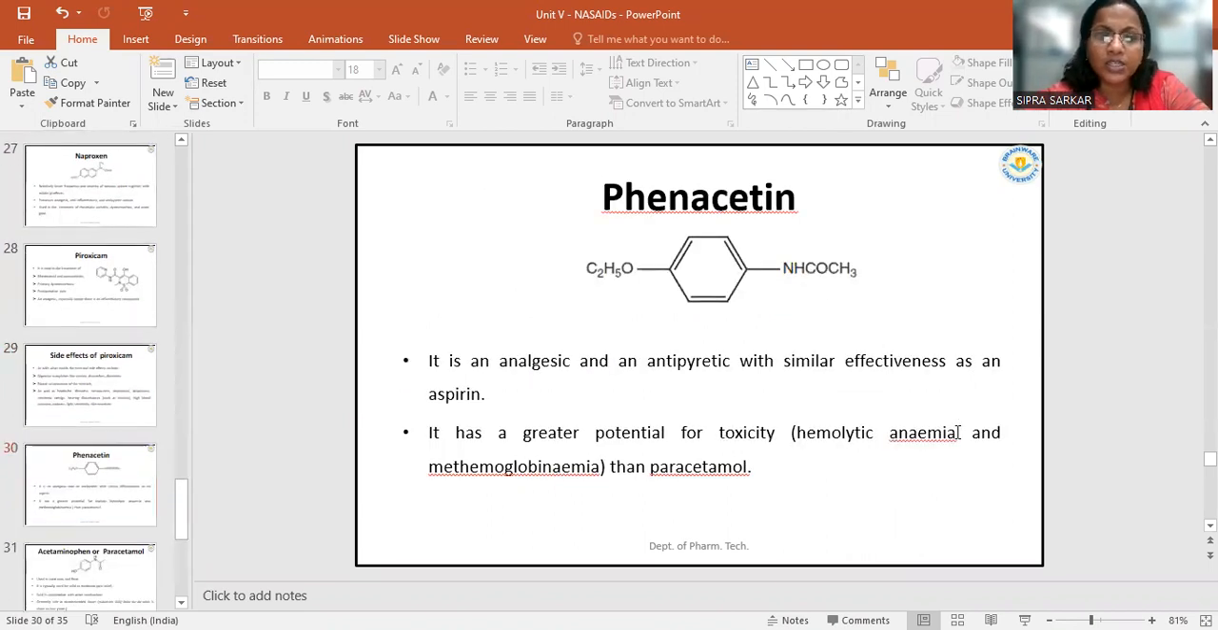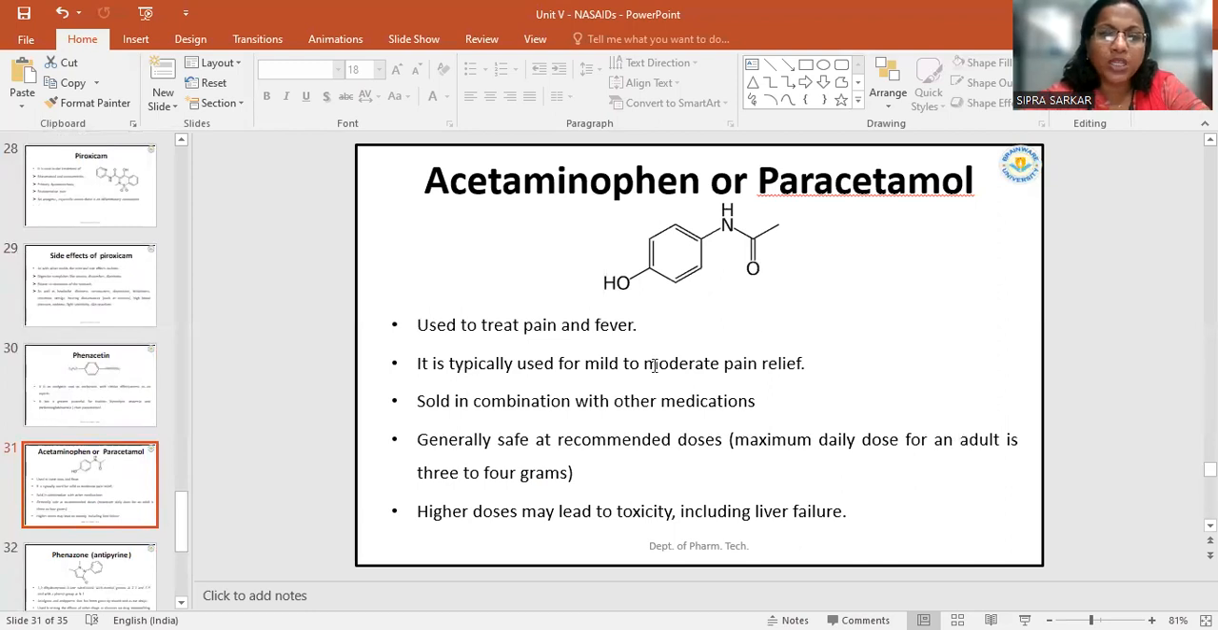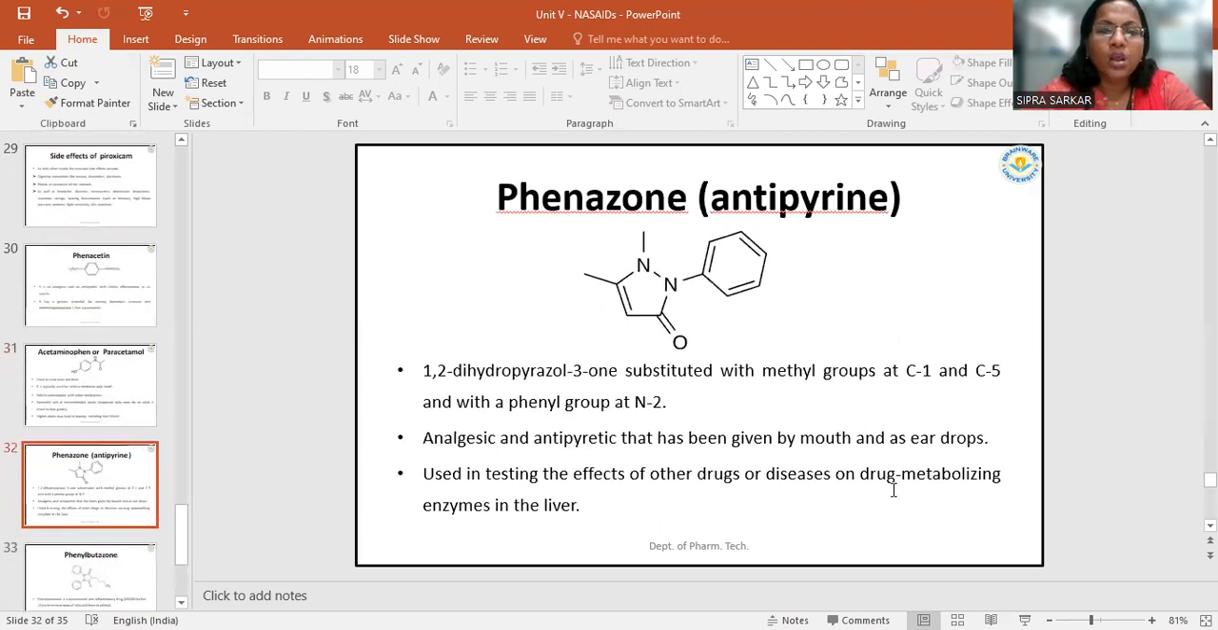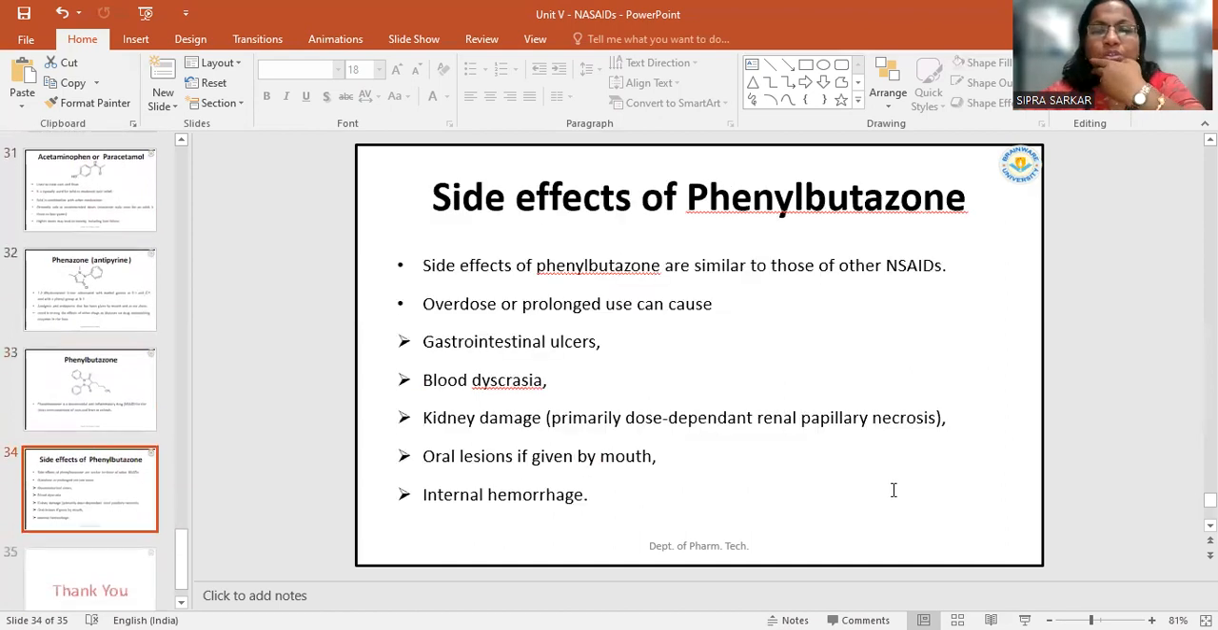Sometimes you will find it. Acetaminophen, paracetamol, should be studied very cautiously. It is used to treat mild to moderate pain, and sold in combination with other medications. It is generally safe at the recommended dose; the maximum daily dose for an adult is 3 to 4 grams, and higher doses may lead to liver toxicity and failure. That is a safer category drug. Phenazone, antipyrine, and phenylbutazone are another category.